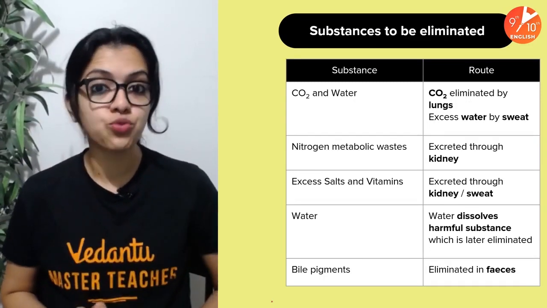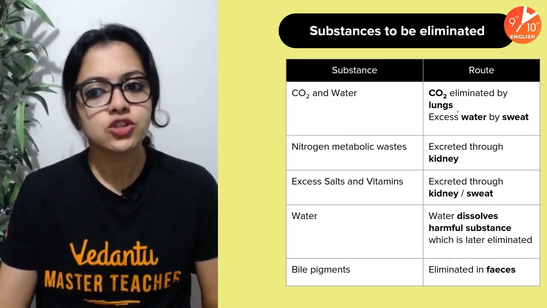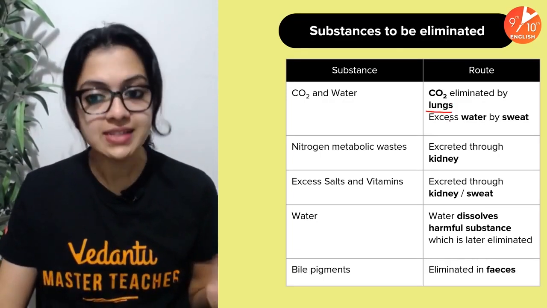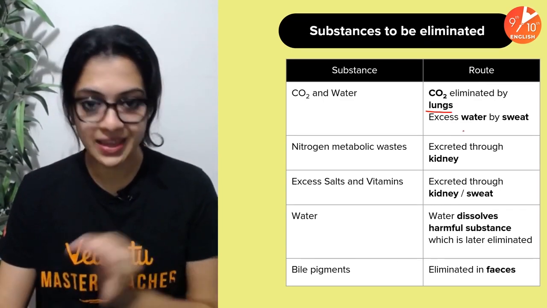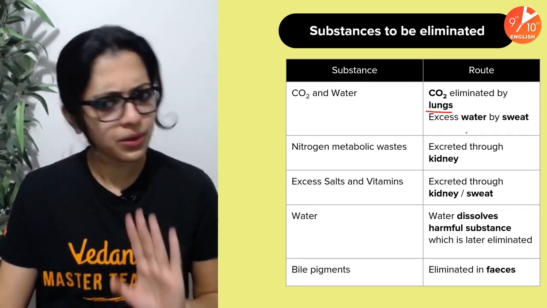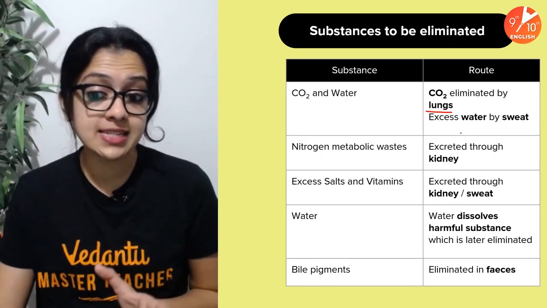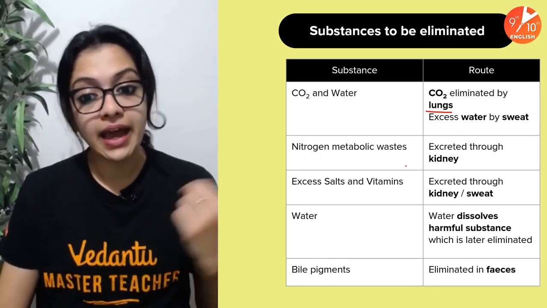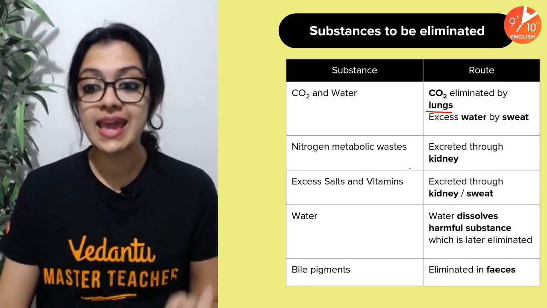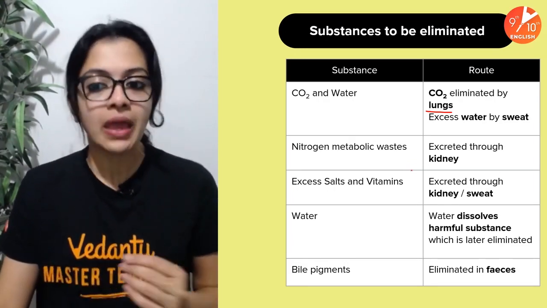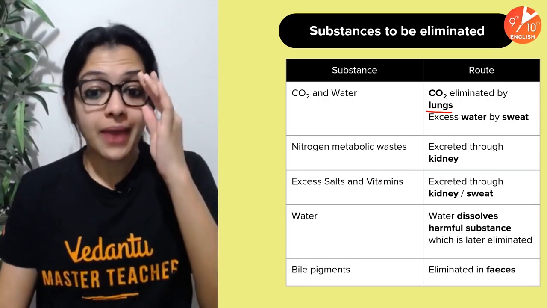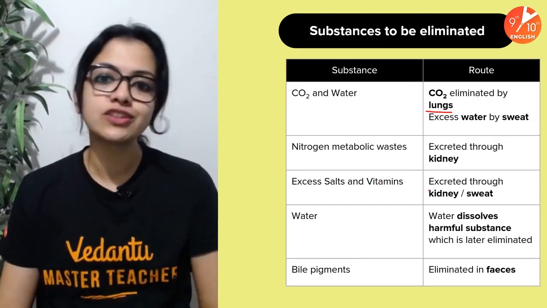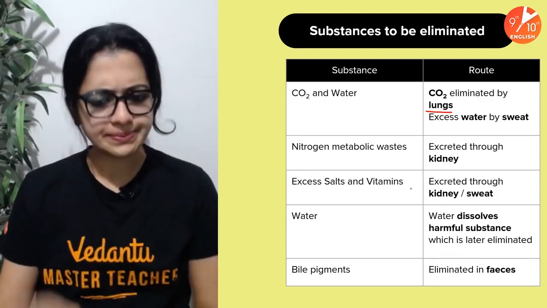Carbon dioxide and water form one category. Carbon dioxide is eliminated by the lungs through respiration, and excess water gets eliminated by sweat. Excess water also gets eliminated through urine. Then nitrogenous metabolic wastes get excreted through the kidneys. Excess salts and vitamins are eliminated again through the kidneys and partly through sweat.